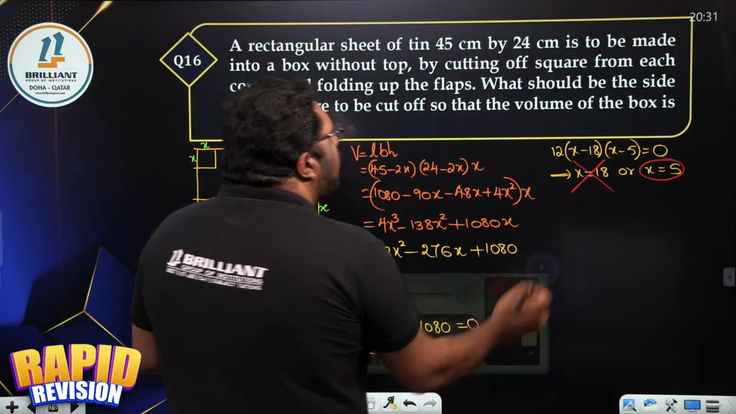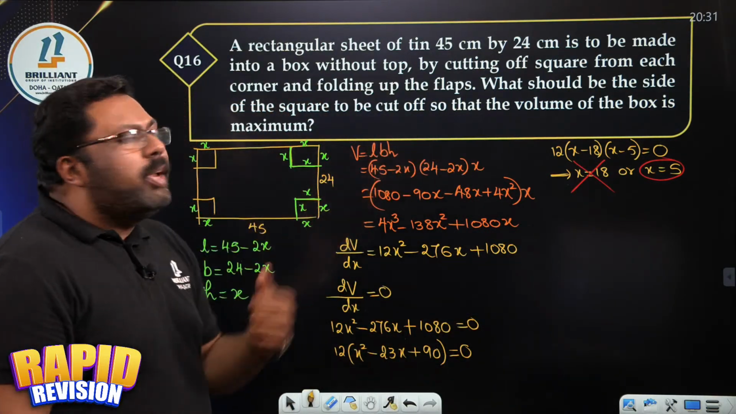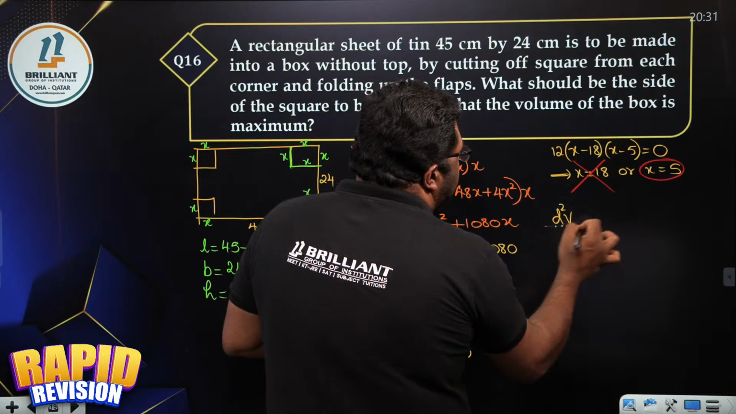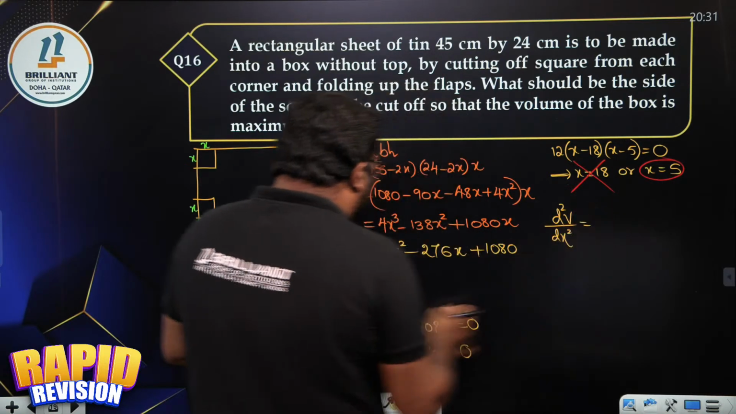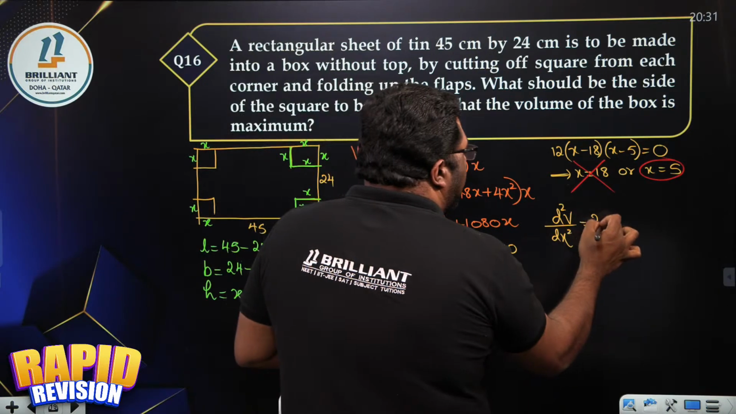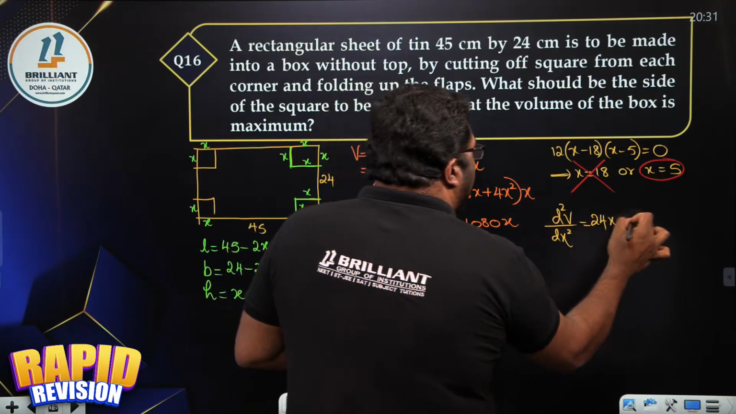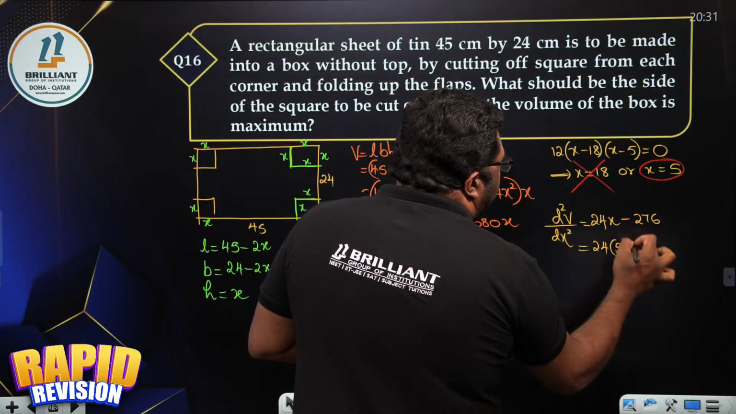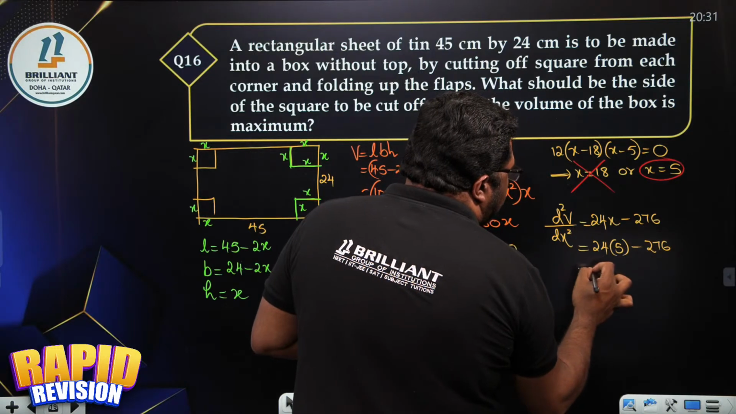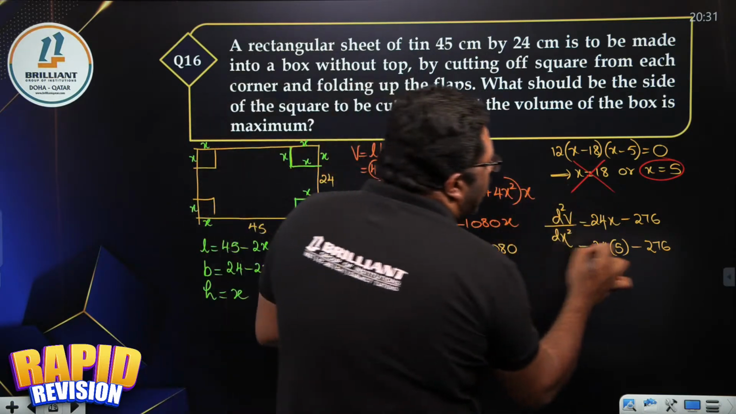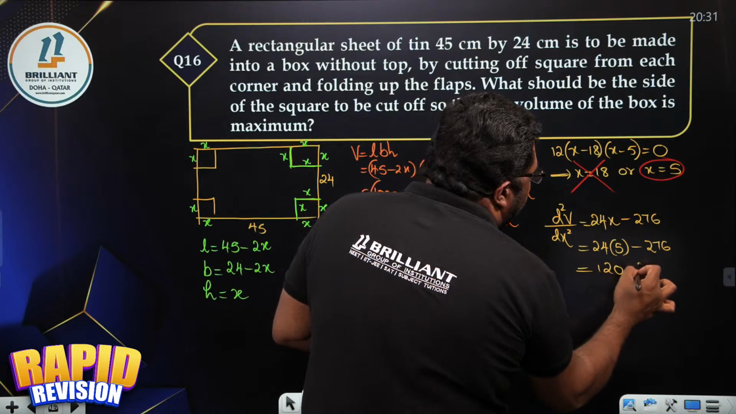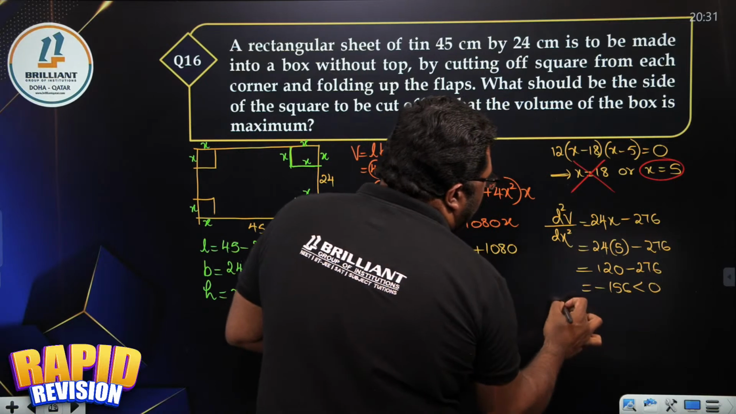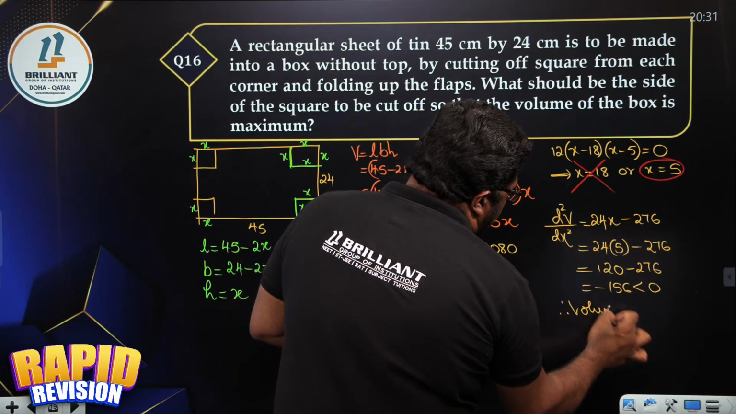Okay, critical point done. Now I have to show that the volume of the box is maximum. Simple case, take the second derivative. Second derivative of the volume is 24x minus 276. Substitute 5: 24 times 5 is 120, minus 276, which is a negative answer. So definitely the volume is maximum.